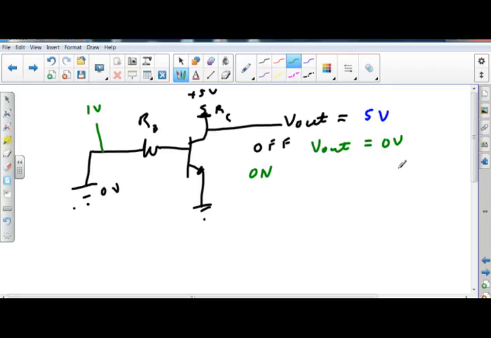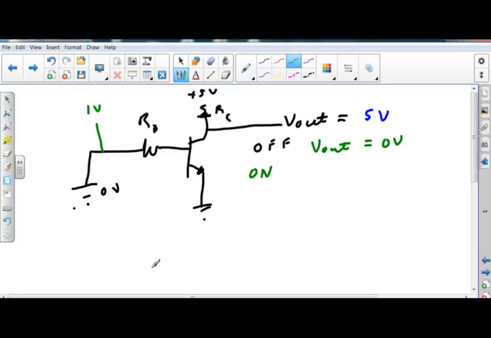Okay, so we're calling it 0 volts because it's convenient for us to do so. We're using the idea of an ideal transistor. It's going to be on, it's going to be off. We really don't care about any of the in-between stuff. We'll worry about the in-between stuff later.